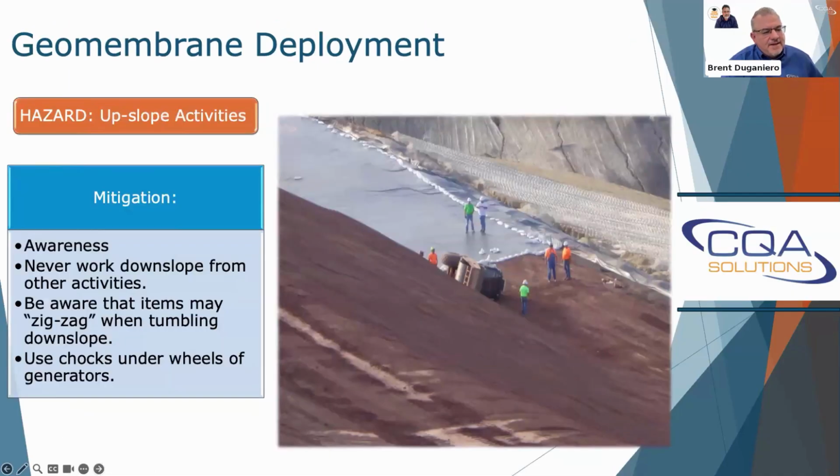Here we have a piece of equipment that actually took a tumble, lost control, and came down the slope, and it happened right where we were working. Luckily, nobody was injured or hurt in this incident, but you can see it's right where the geomembrane ends. We had people working in this area, but because we are all concerned about upslope activities, we were a little bit further back, and nobody was injured in this case. I think the operator of the equipment was even okay.